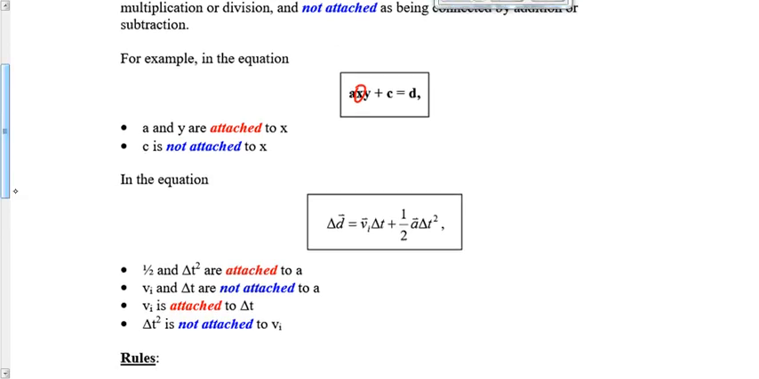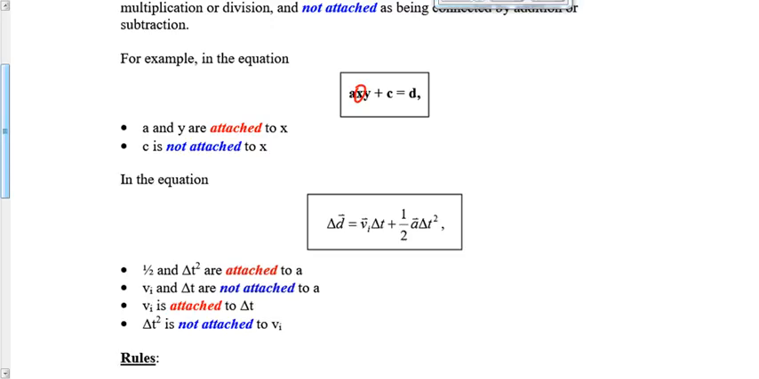Okay, the general rule of thumb is to get rid of what's not attached first. Now, there are a couple other small rules that we got to pay attention to as well, but that's the general rule of thumb. Get rid of what's not attached, and then get rid of what is attached. That's good news. If we know what's attached and what's not attached, now we know what order to get rid of it in, right? And we know what to do if it's multiplied, divided, added or subtracted.